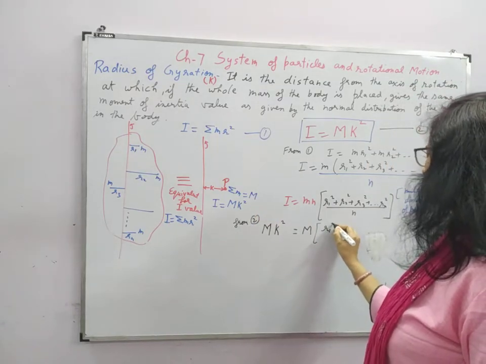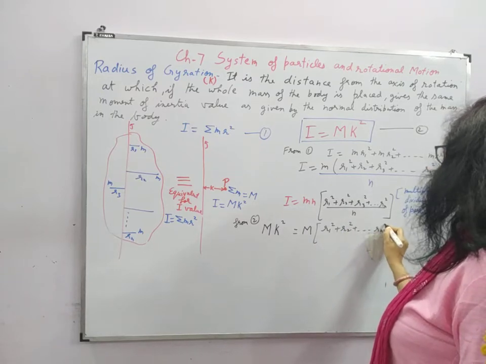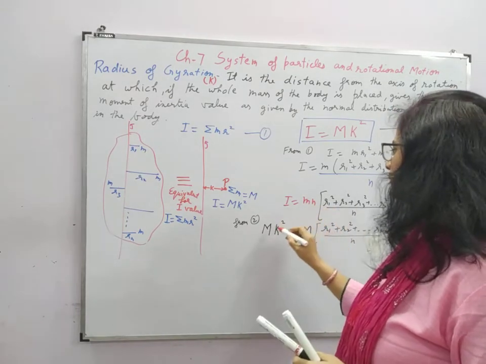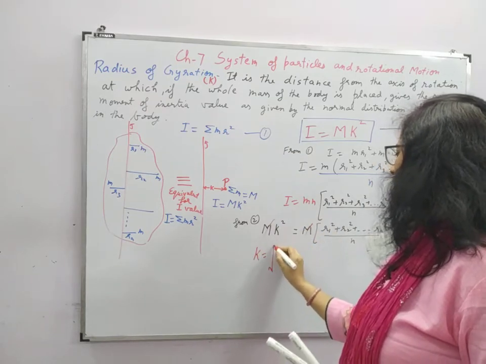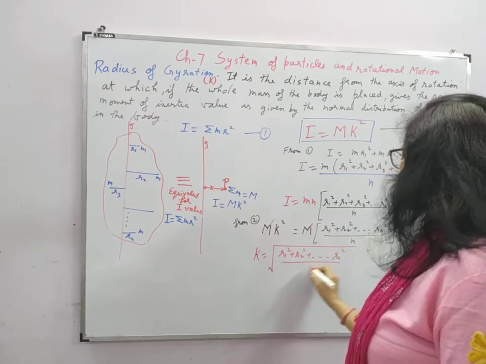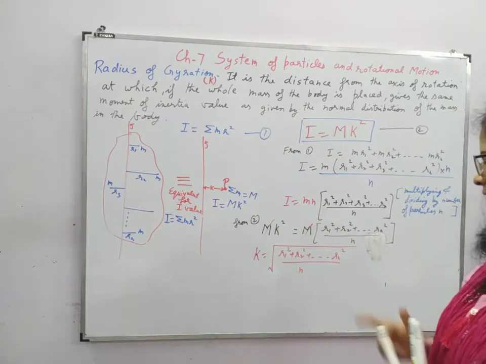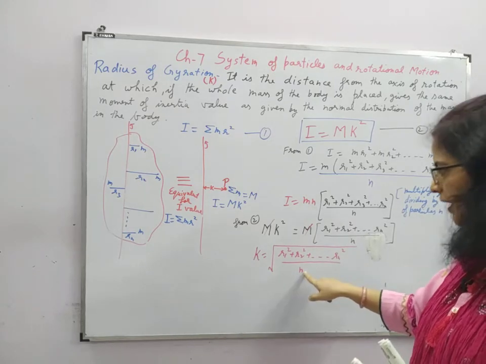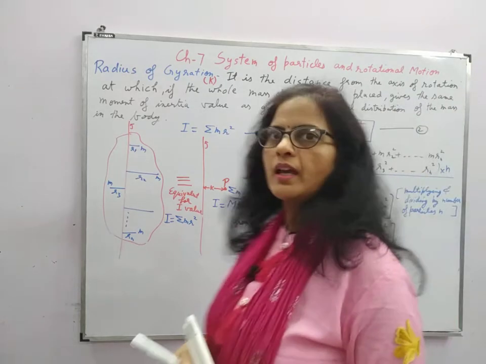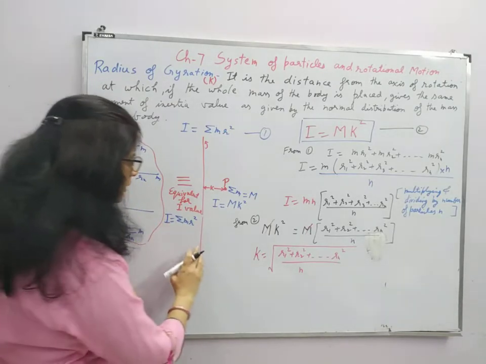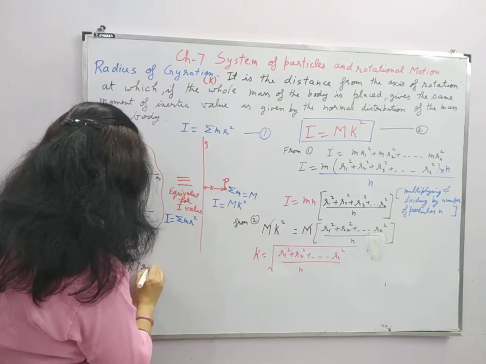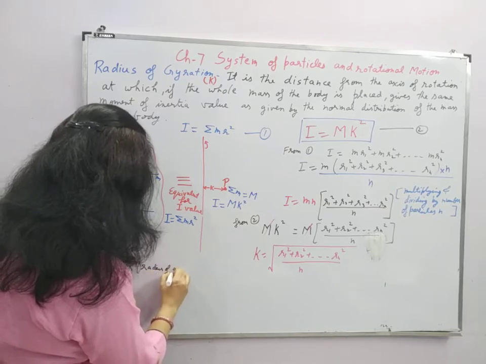So here this will be cancelled. So k is equal to under root r1 square plus r2 square plus up to rn square upon n. How can we name this? This is the root of the mean of the squared distances from the axis of rotation. So k can also be defined as, and this is the significance of radius of gyration.